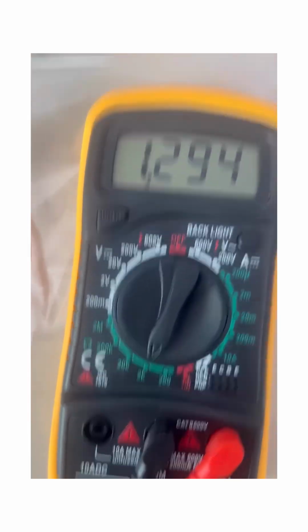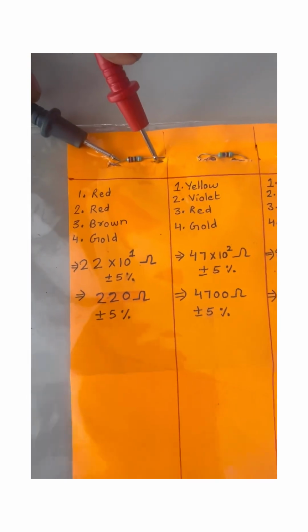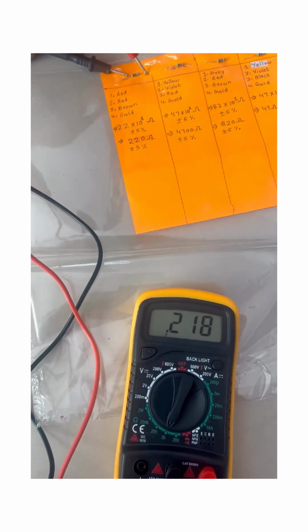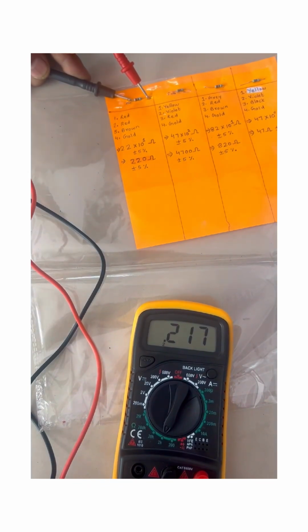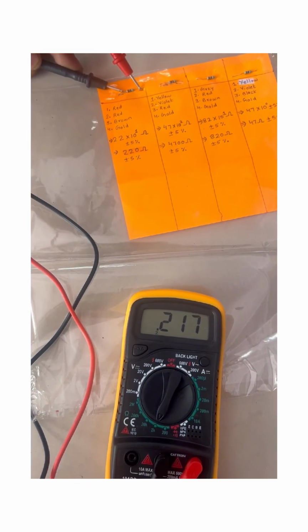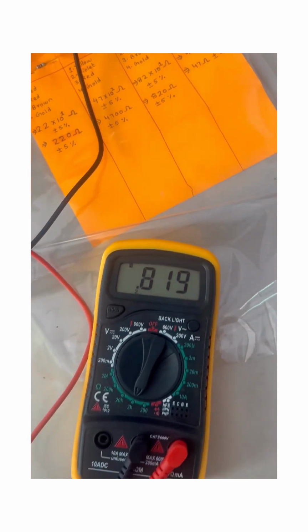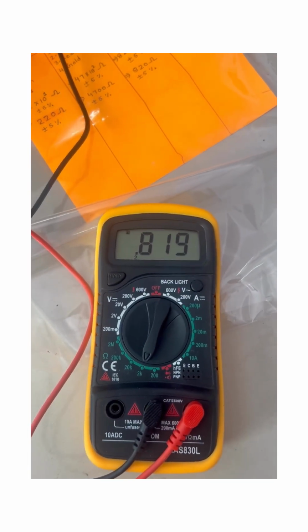Then we will use it to measure resistance. Here by color coding the value of resistance is 220 ohm. By multimeter it is showing 217 ohm. Here the knob of the multimeter is at 2000 ohm. Next, for 820 ohm it is showing 819 ohm.